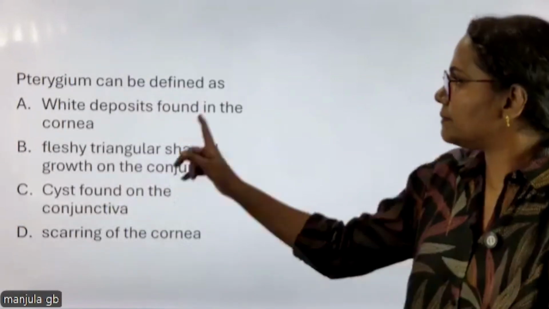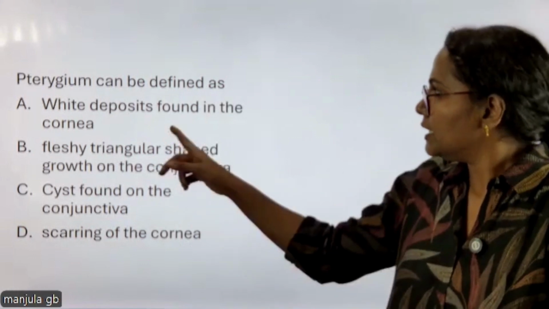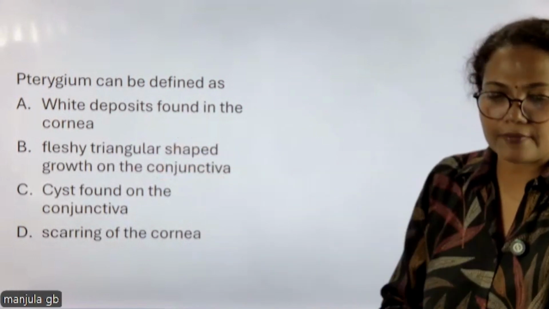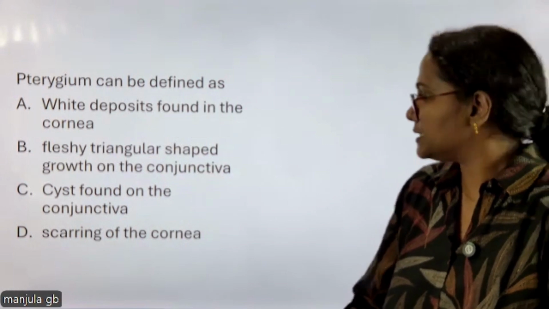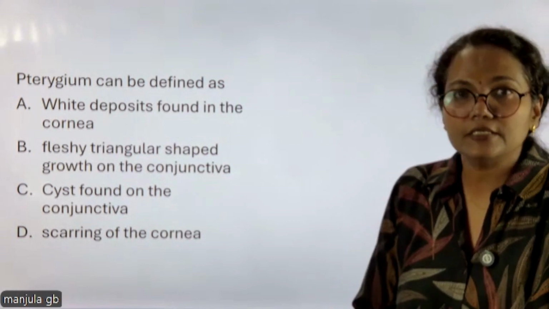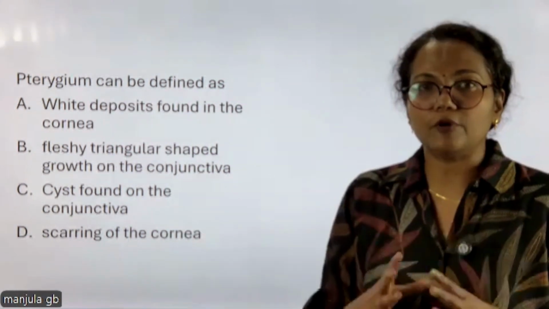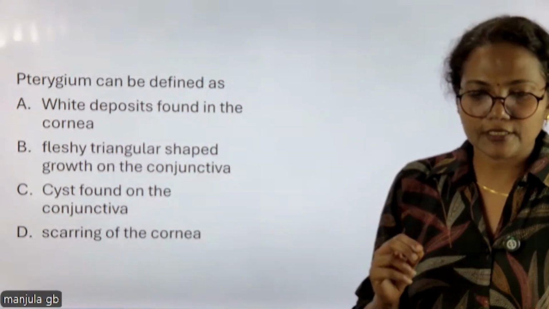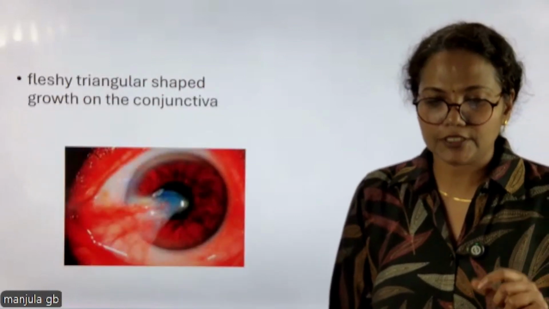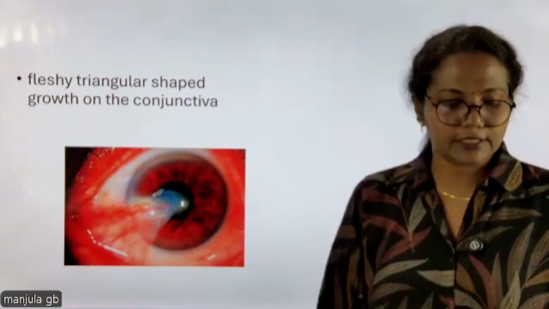Next condition, pterygium can be defined as, pterygium is the condition of the eyes, an ophthalmic condition. It can be defined as white deposits found in the cornea, fleshy triangular shaped growth on the conjunctiva, cyst in the conjunctiva, scarring of the cornea. Yes, what is the answer? Pterygium. Pterygium is the condition of the eye, and how is it defined? It is the fleshy triangular shaped growth on the conjunctiva. See, this is how it looks. You can see here there is a flesh-like growth in the conjunctiva.